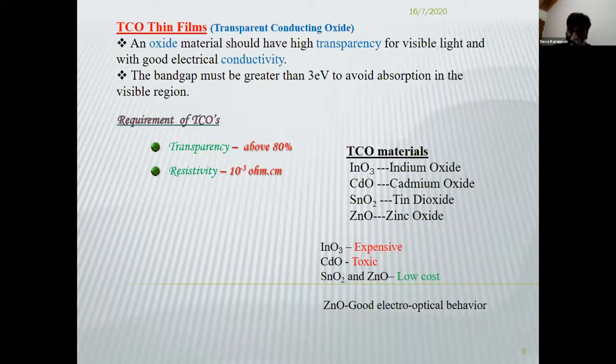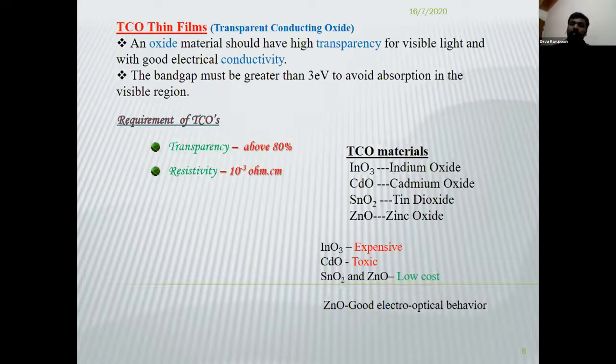So what are the requirements of TCO material? There are two main requirements: one is the transparency, another is the electrical resistivity. The transparency should be above 80%, and the resistivity should be in the range of 10 to the power of minus 3 or 10 to the power of minus 4 ohm centimeter, which is good for TCO material.